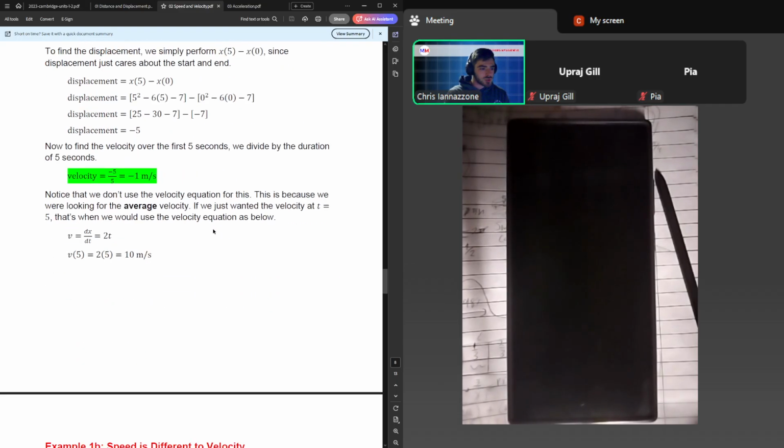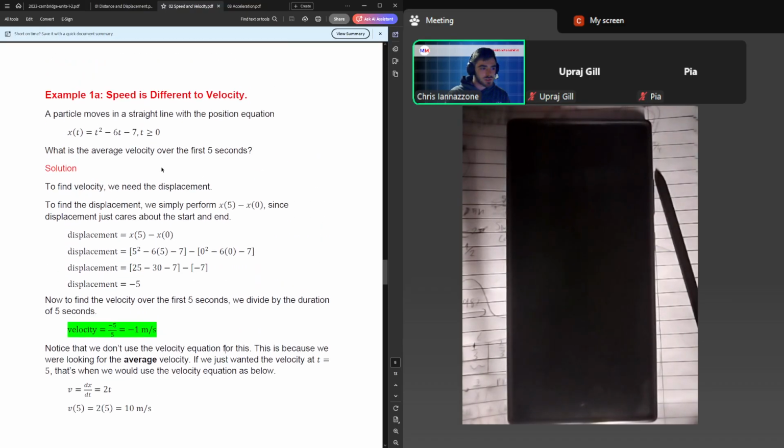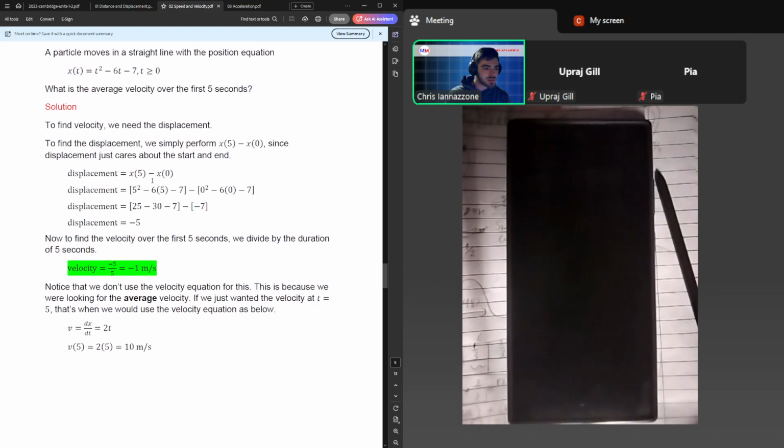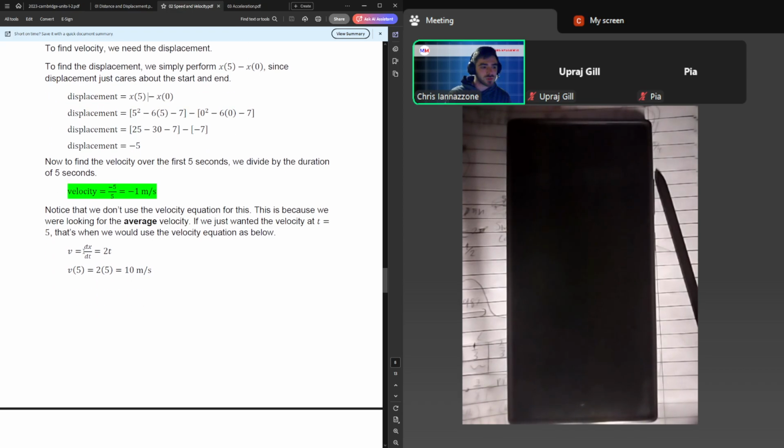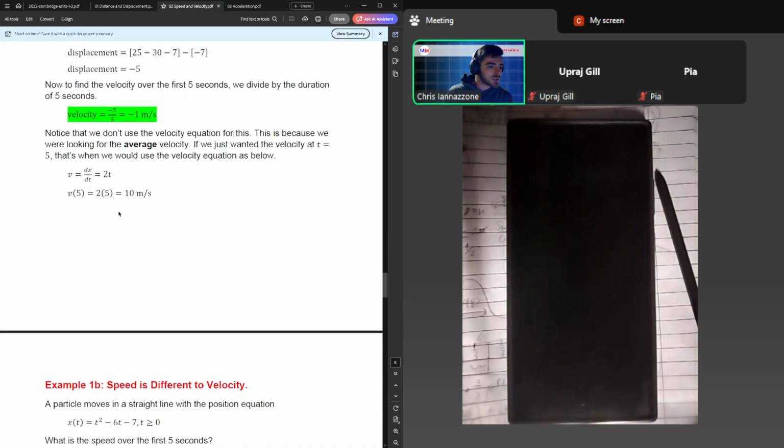You don't want to use the velocity equation for this. You don't want to take the derivative and then plug in v of 0, v of 5. That's not going to work out too well. Use position values to calculate that. You only use the velocity equation through derivative if you want to know specifically velocity at t equals 5, or at a specific point, rather.